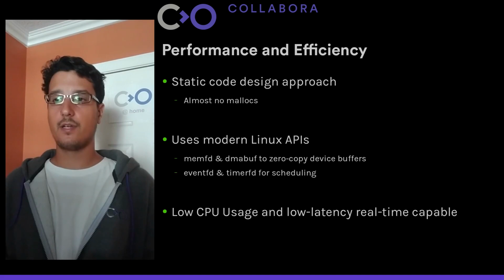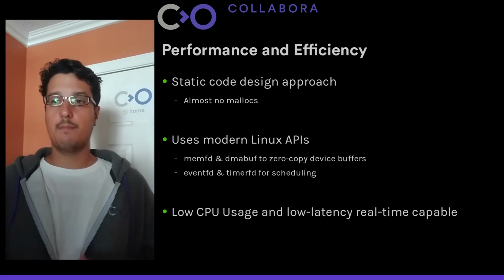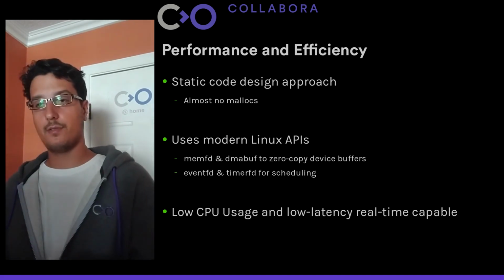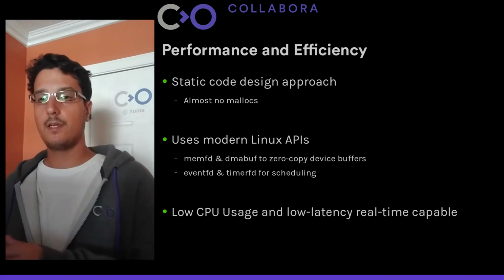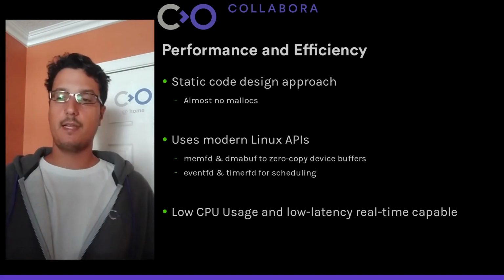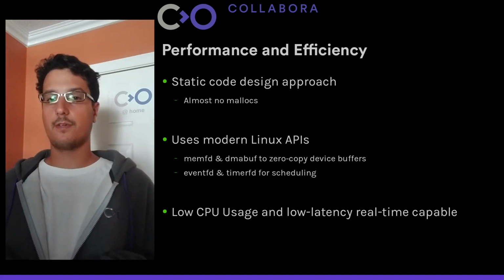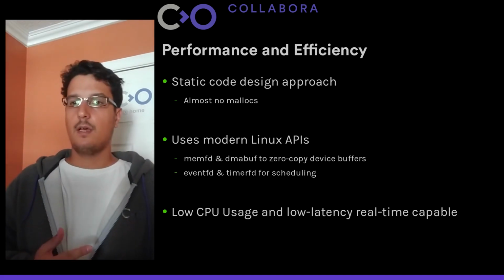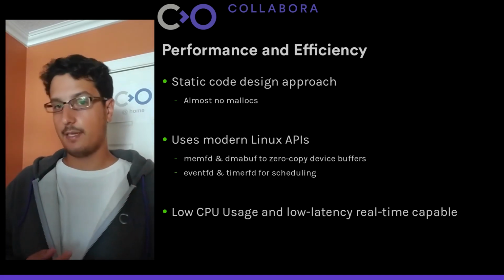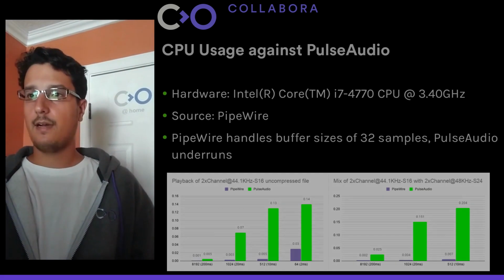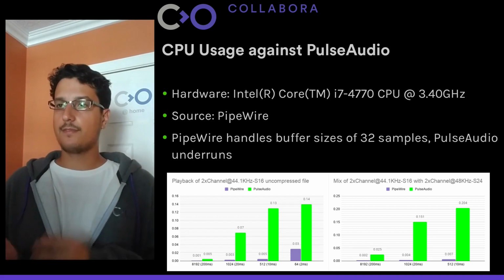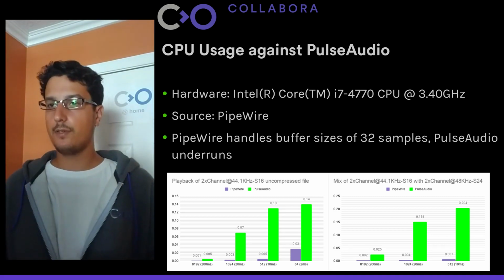It also uses modern Linux APIs such as memfd and DMA-BUF for zero-copy buffers from the devices, and it also uses eventfd and timerfd for waking up processes and for scheduling. So thanks to that, PipeWire is considered low CPU usage and low latency real-time capable. In fact, if we have a look at the performance, we can see here some graphs comparing it against PulseAudio.